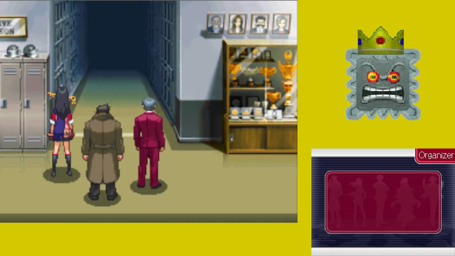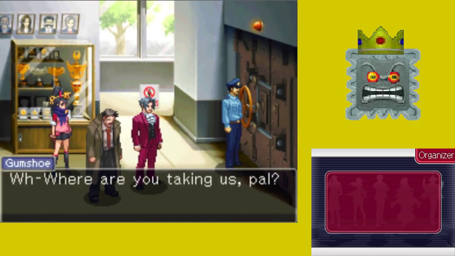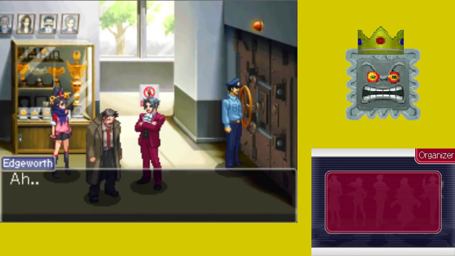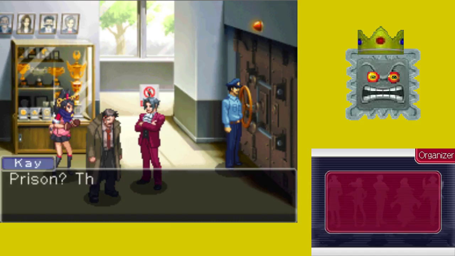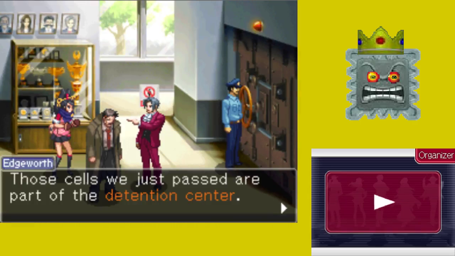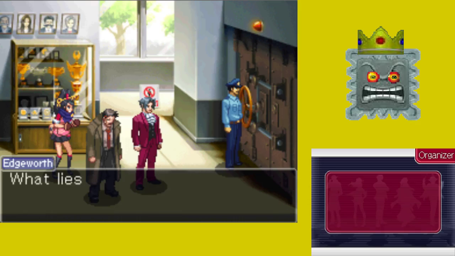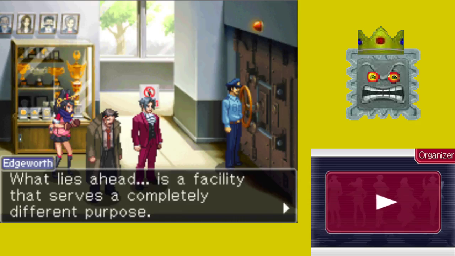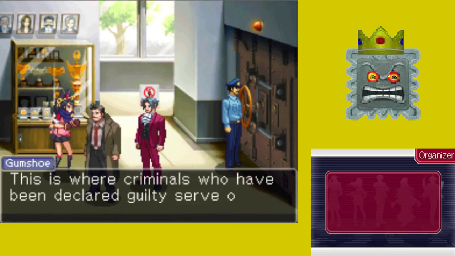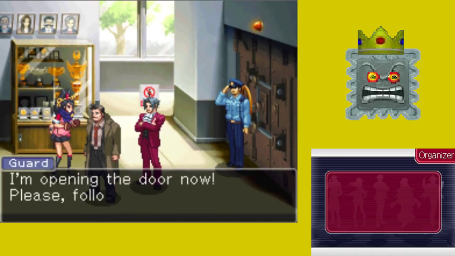Knightley's not in his cell. I thought he was being held there. What are you doing, sir? This way. What? Where are you taking us, pal? Through this door is the... Ah, it's the prison. I'm going to get assaulted, aren't I? Prison? Then what were the small rooms back there? Those we just passed were part of the detention center. They're used for holding suspects temporarily while they await their trial. What lies ahead is a facility that serves a completely different purpose. This is where criminals who have been declared guilty serve out their sentence, pal. And as you can probably guess, they all hate Mr. Edgeworth. And to an extent, me. It's the one place a great thief does not want to end up, Kay. I'm opening the door now. Please follow me.